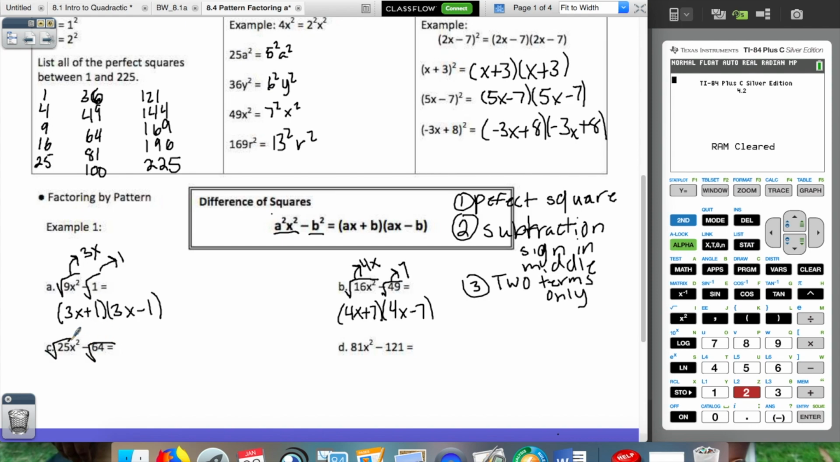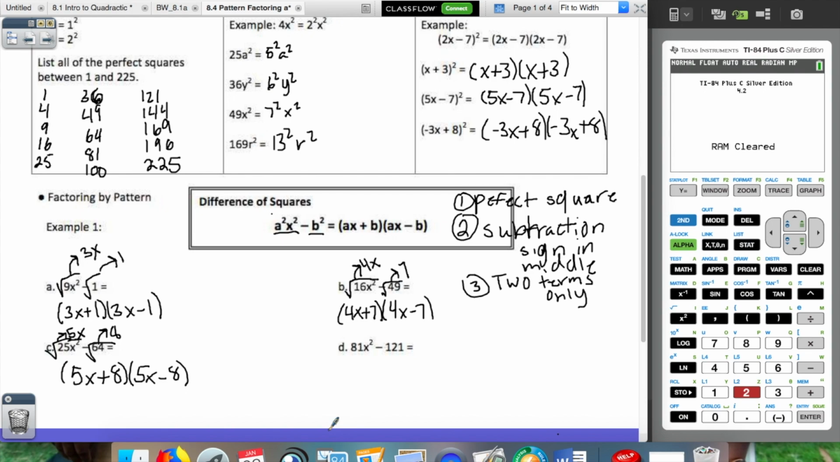What's the square root of 25x squared? Well, what's the square root of 25? It's 5. Square root of x squared, as we've seen twice before, it'll just be x. And then what's the square root of 64? It's 8. So that means we'll have 5x plus 8 and 5x minus 8. So far, so good, right? All right, now let's do the next one.